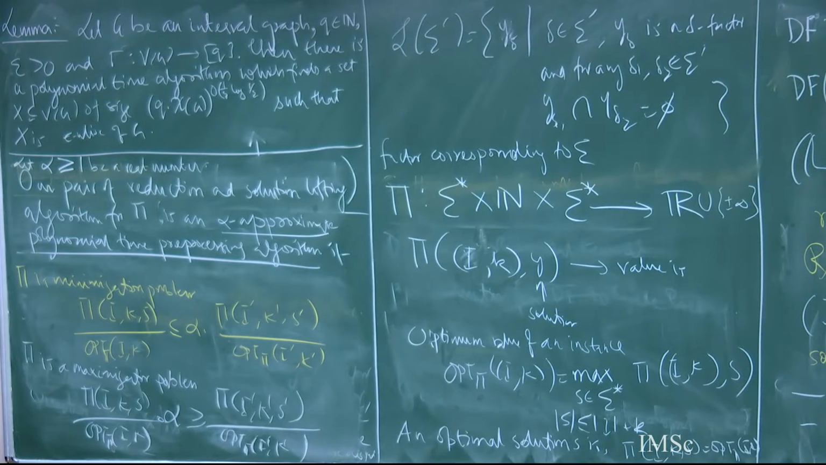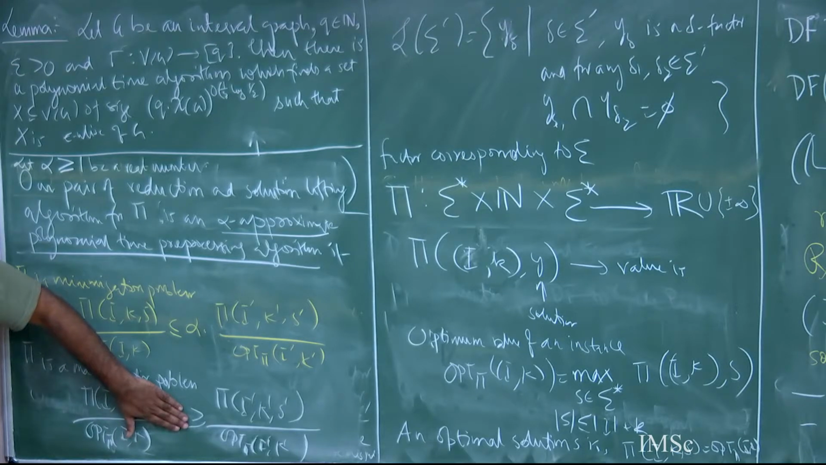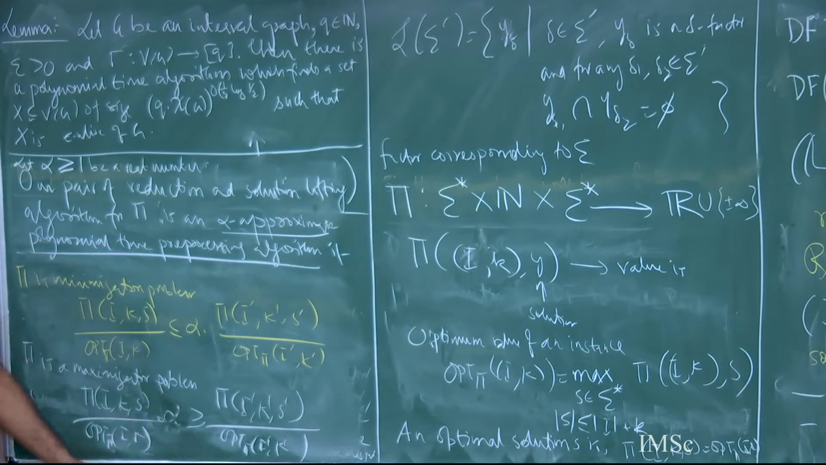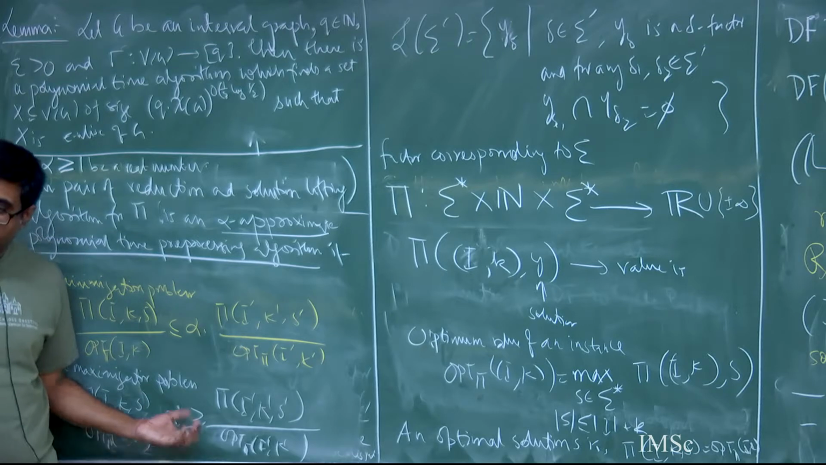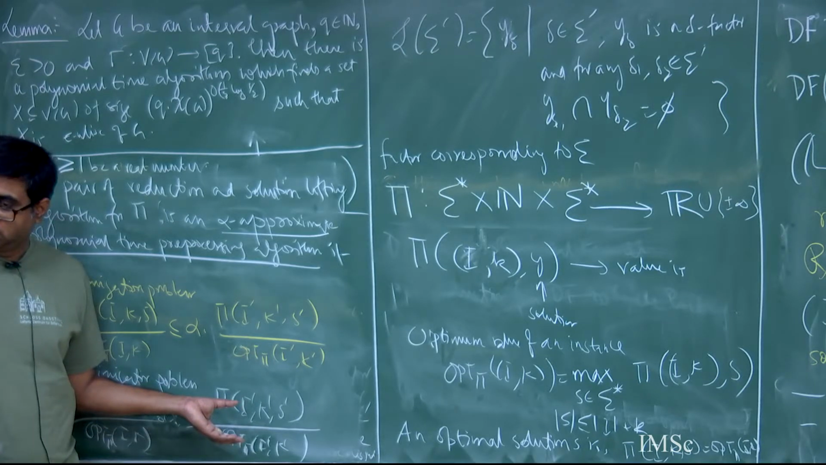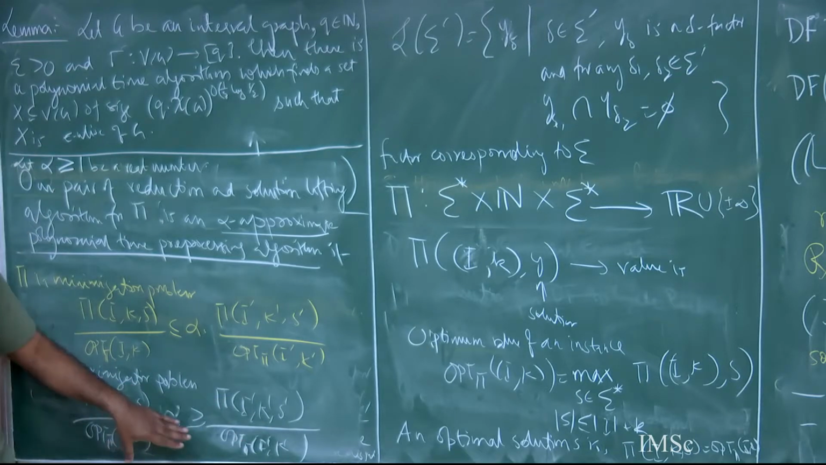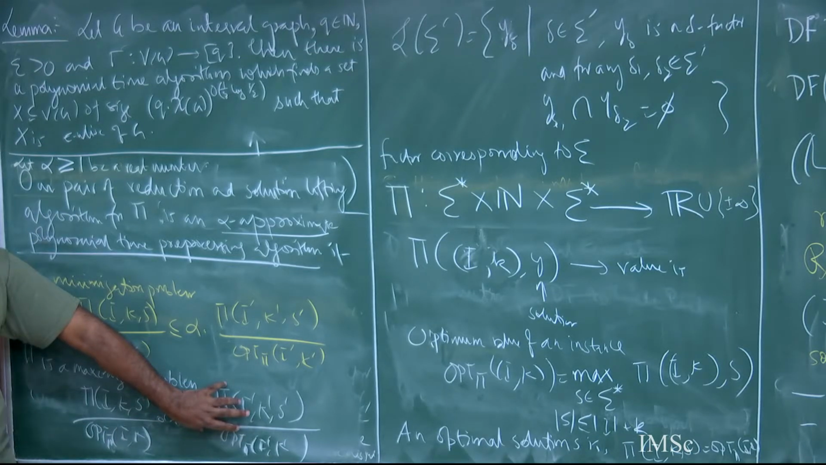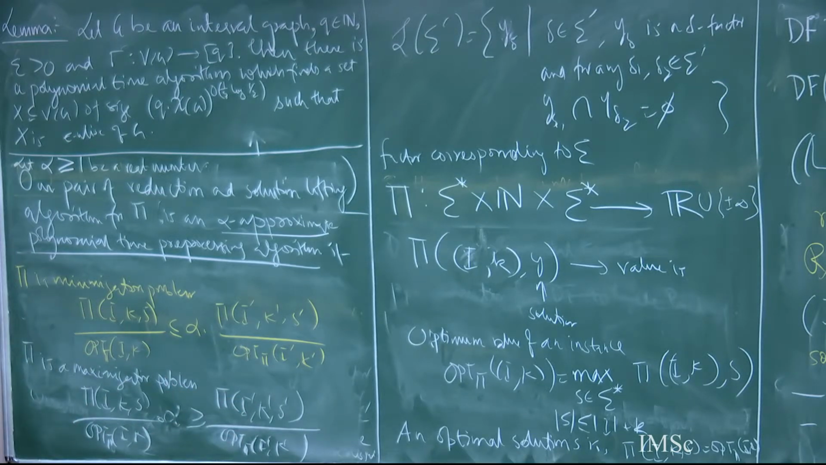For example, if pi is a minimization problem, forget for now, suppose alpha is 1. What does it mean? That the approximation guarantee on the output solution is at least as good as the approximation guarantee of the reduced instance. This is what this says. Look at the first inequality. If pi is a minimization problem, this is what is supposed to hold.